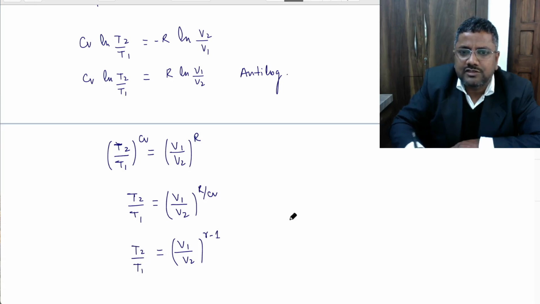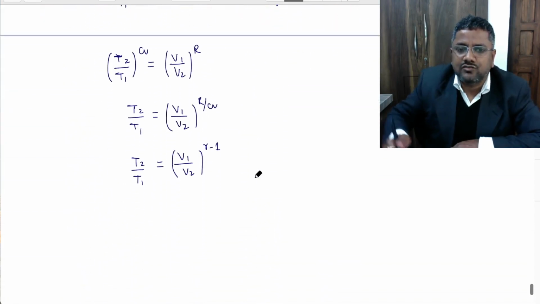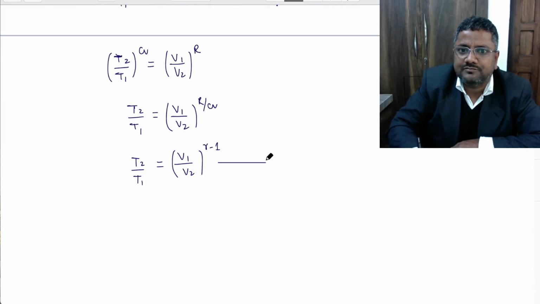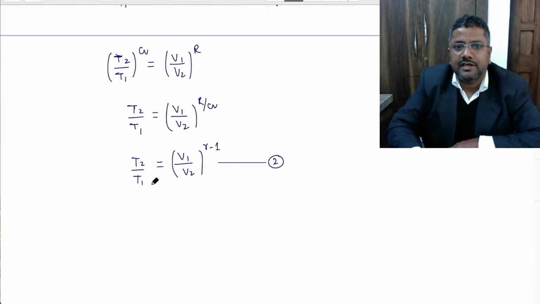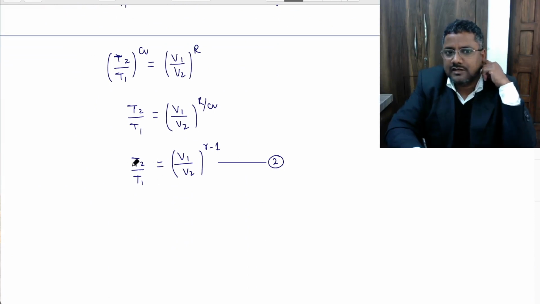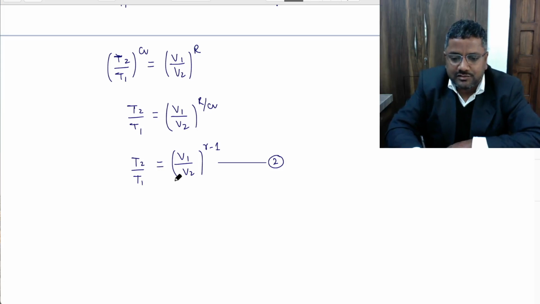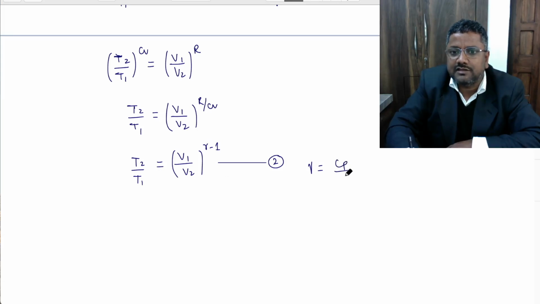So by using this equation, equation 2, we can calculate the final temperature. If initial temperature, initial volume, and final volume are given, then by using this you can calculate the final temperature, right? And all of you know what gamma is. Gamma is equal to Cp by Cv, right?